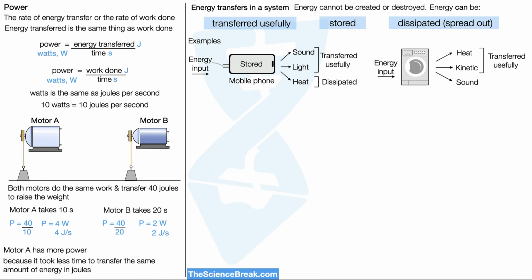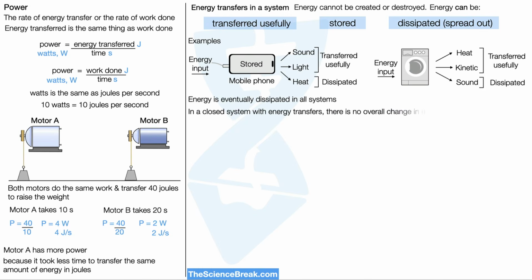We might say heat is transferred usefully if we're washing at a warmer temperature. Kinetic is going to be useful, and therefore the sound, this is dissipated or spread out into the surroundings. So that's two examples of energy transfers in a system, and the fact that it can be transferred usefully, stored, or dissipated. Also important to remember that energy is eventually dissipated in all systems.